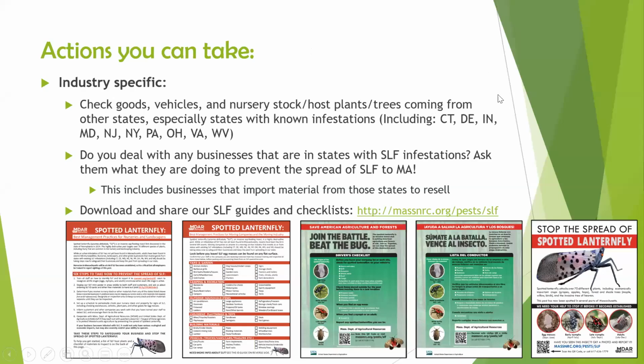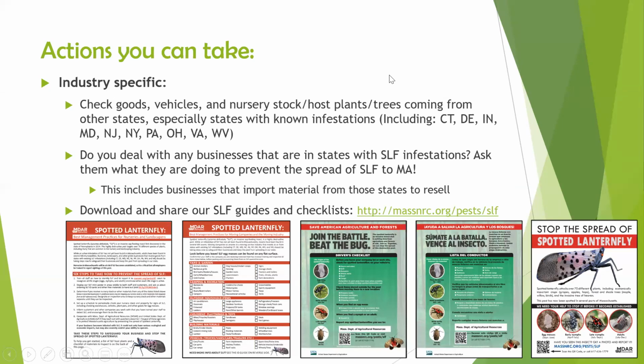Okay. In terms of getting resources and of course reporting any sightings that you might see of spotted lanternfly, adults, nymphs, or egg masses, I just put this link in the chat, massnrc.org/pest/SLF. You can go there and get the latest map of finds in Massachusetts. You can see a list of host plants. You can download and print out any of the guides and checklists that I have a gallery of at the bottom of the page.